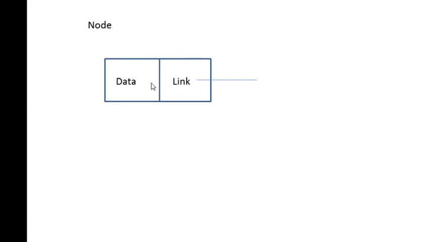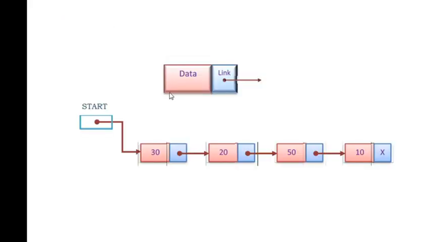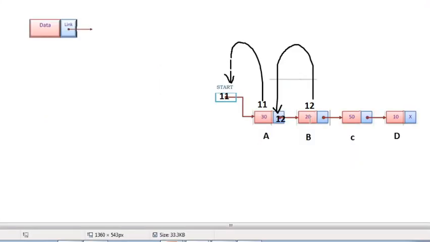You can observe this node has two parts, a data part and a link part. The first part contains the element, and the second part contains the address of the next node. So this is a practical example of a linked list. Start and this node are connected because this node's address is stored in start. Tell me how A and B are connected. B's address is stored in A's link field, so A and B are connected.